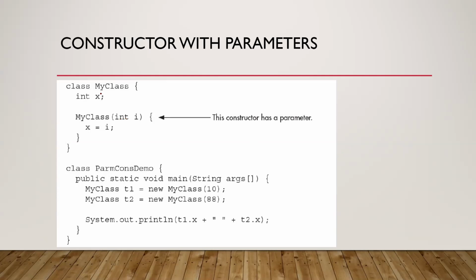So you have a variable x, and the constructor takes a parameter i, and you assign x equal to i. Now you are giving the user flexibility. Earlier, the variable was always initialized at 10, so the user doesn't have a choice.